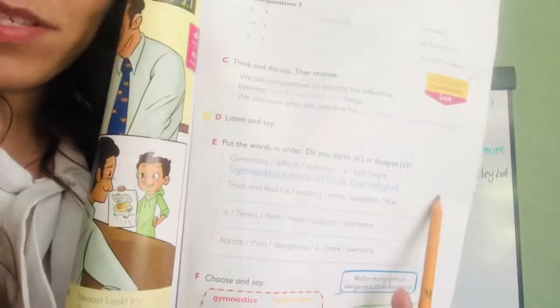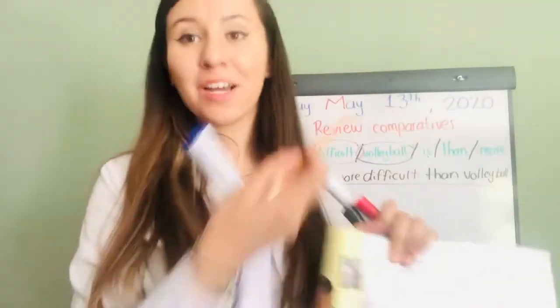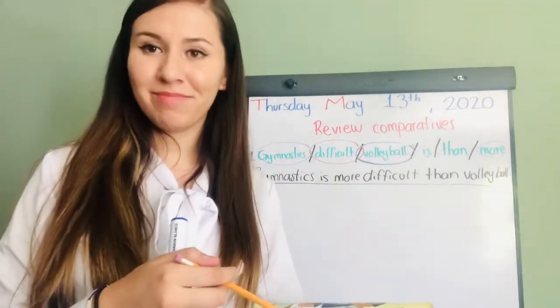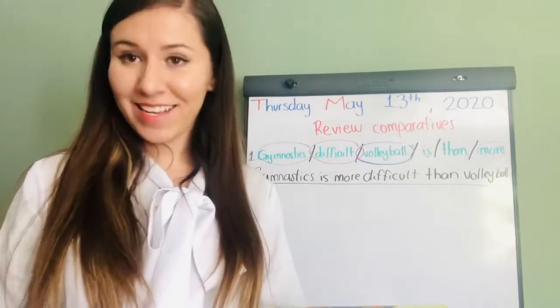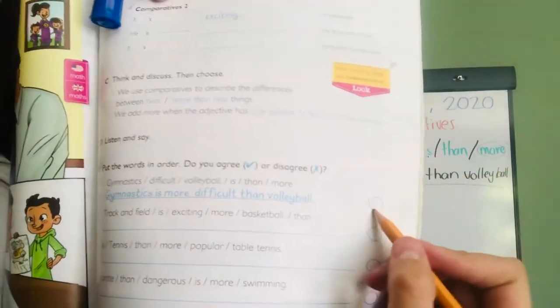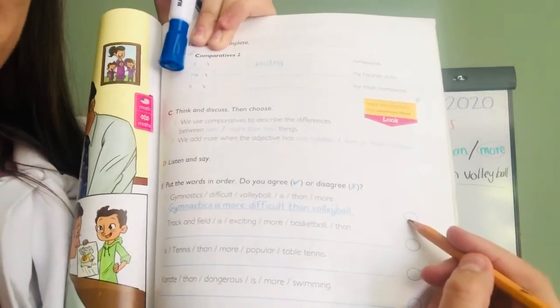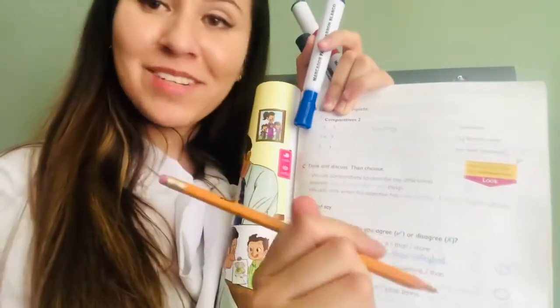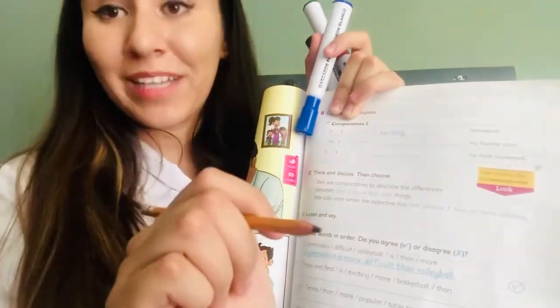And here you have a small circle. Do you agree with this? Gymnastics is more difficult than volleyball? ¿Estás de acuerdo? Yes or no? In my opinion, I agree. So if you agree, you have to check. Si estás de acuerdo con esto, entonces pones una palomita. If you disagree, you have to cross. Si no estás de acuerdo, pon una tachita.